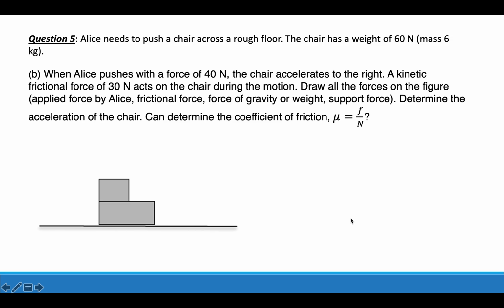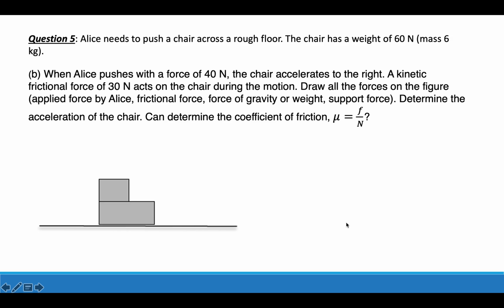We want to draw all the forces on the figure: the applied force by Alice, the frictional force, the force of gravity, and any support force. And then we want to determine the acceleration of the chair. After we do that, we also want to determine the coefficient of friction. So there's a lot of information in this particular example. So it's good to read it all the way through and then go back and start to put information in the figure.